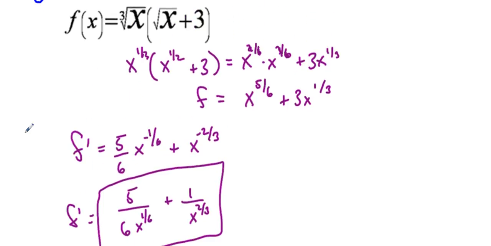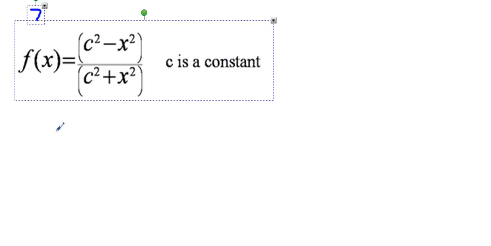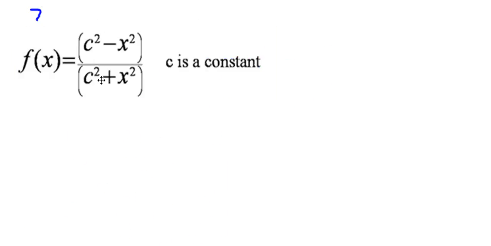I think we have time for one more. So let's check out this last one right here. Okay, now this is a kind of a popular one, you see in a lot of textbooks and whatnot. You see f of x equals c squared minus x squared over c squared plus x squared.